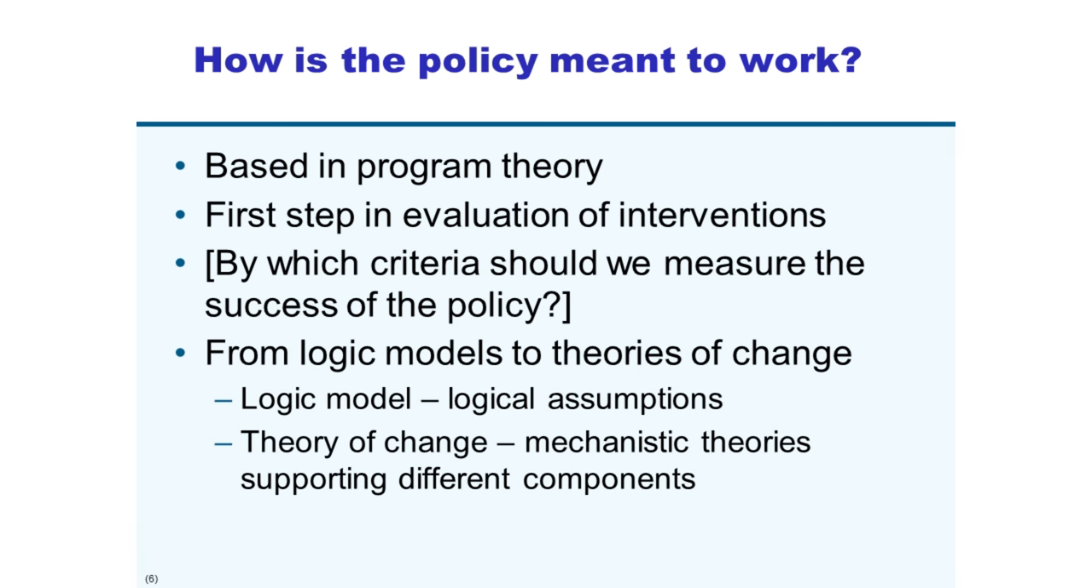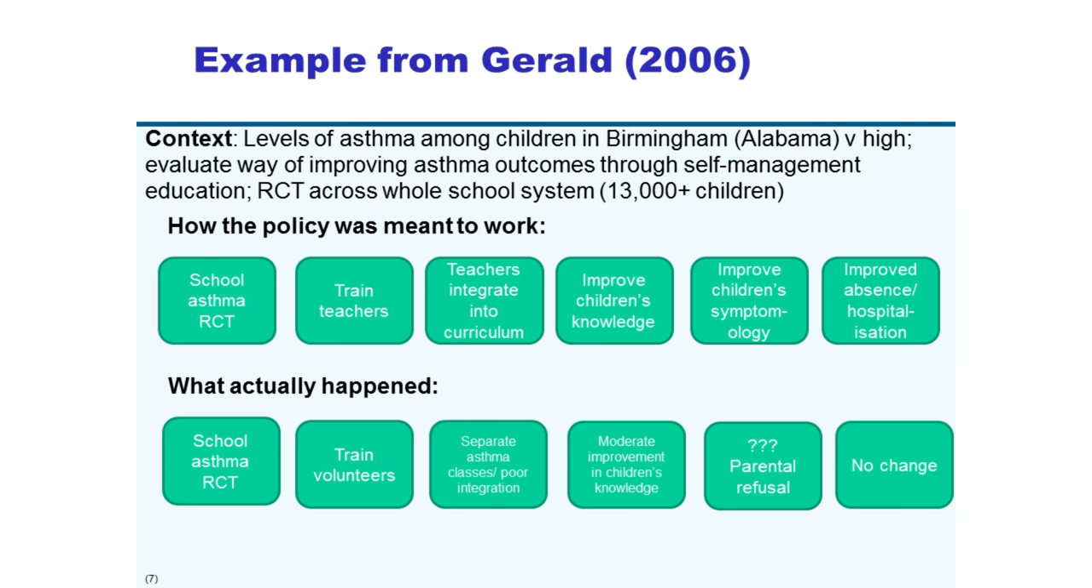And the theory of change is a very similar technique, but it has much more explicit accounts of the processes and indicators and the actual theories underlying the mechanisms. And the mechanisms underlying the theories. So this is an example from a study at the moment that I'm working with in a systematic review. It's a policy that was implemented to try and improve levels of asthma among school children. The policy took place in Birmingham in Alabama. The context was that there were very high levels of asthma, and the policymakers were really looking for a way of improving asthma outcomes and trying to foster self-management among children, trying to get children to manage their own asthma.